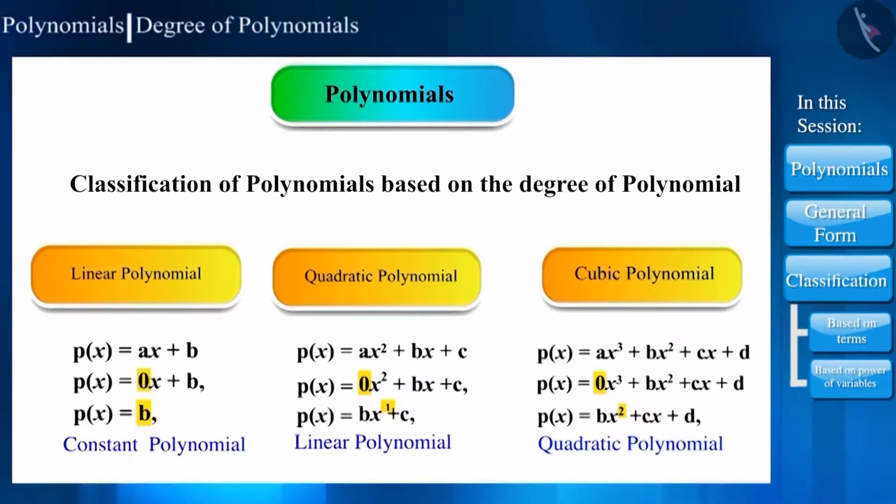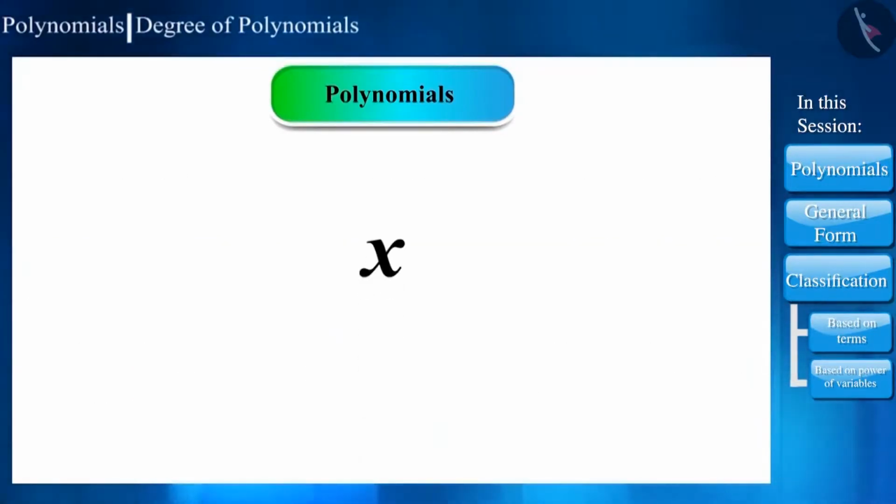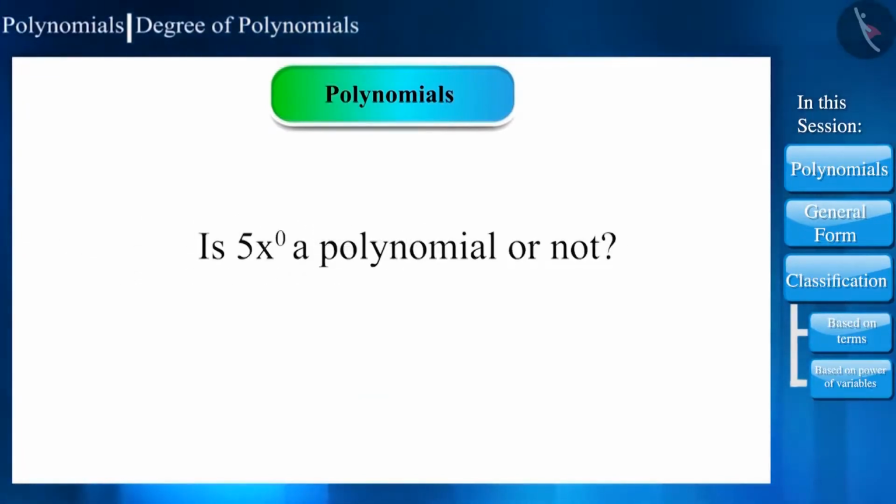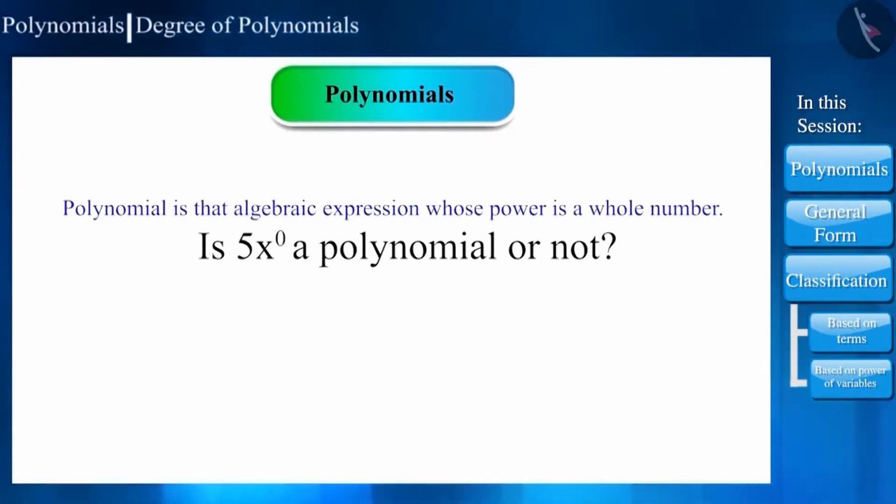Let's assume that there is an expression whose power is 0, for example, 5 times x to the power of 0. Then, would it be a polynomial? During such dilemmas, we should focus on the definition, which says that if the power of any expression is a whole number, then the expression is a polynomial, and 0 is a whole number. Hence, it is a polynomial.